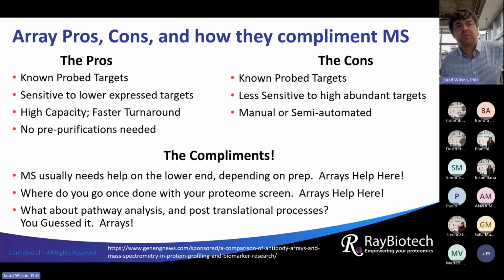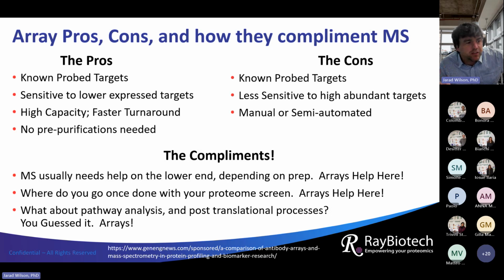So lastly, just the pros and the cons of arrays. I view the pros as the targets you're probing. This, I think, is both a pro and a con, but a very big pro in part of it, because you don't have to do the back end analysis to figure out what you looked at. It's very sensitive to lower expressed targets, which can get into some limitations in mass spec depending on how good your sample prep is.